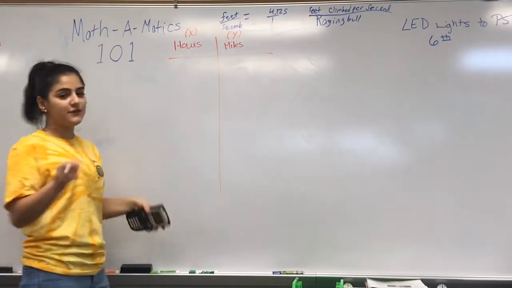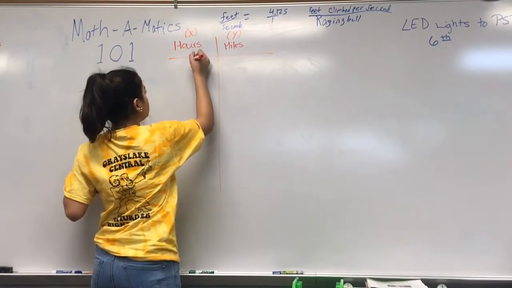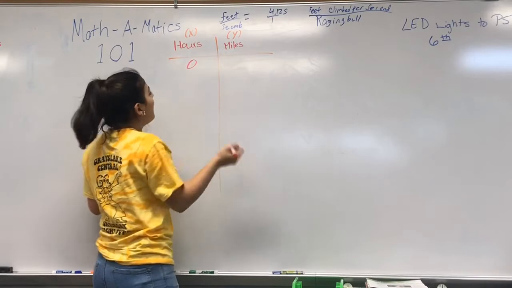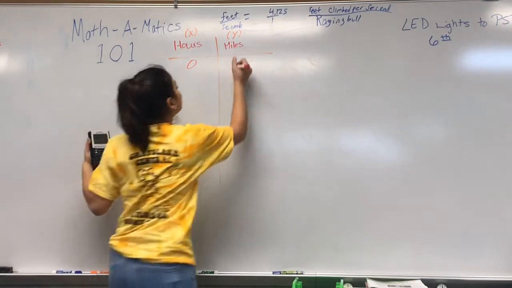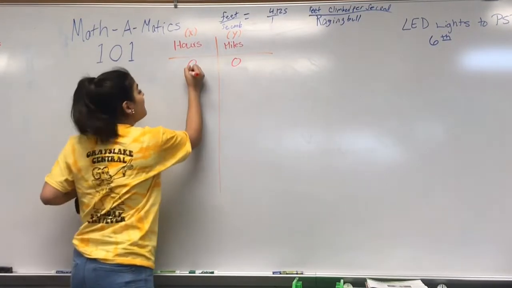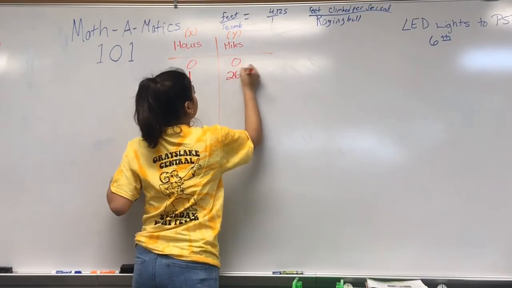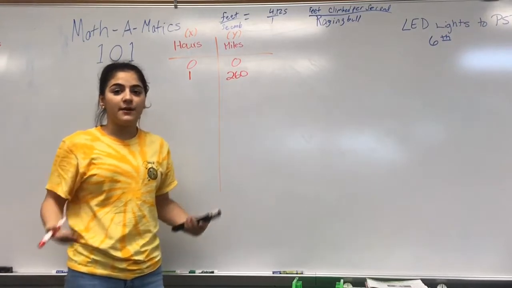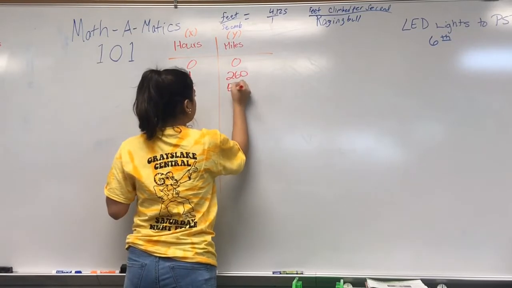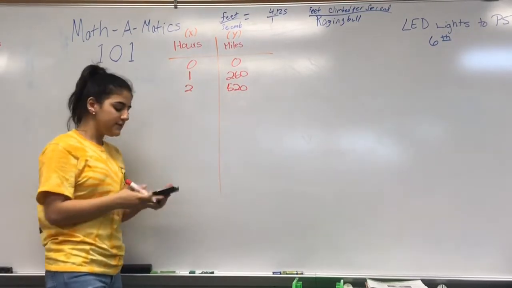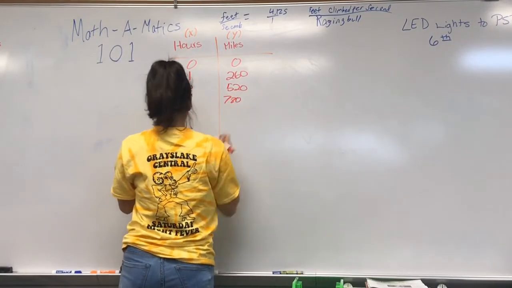So let's first start by putting our zeros. Zeros are very, very important, especially for the graph. Now we have 0 hours, so that will equal 0 miles because we're not driving anywhere. But we know that every hour is going to be 260 miles. So if we increase our hours, our miles will increase as well. So 2 hours will be 520 miles, and then 3 hours will be 780.